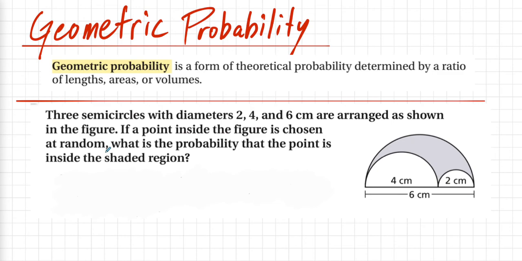I see. Okay, so let's figure out the probability that the point hits the shaded section. So what we want to do is figure out how big is the shaded piece compared to the whole piece.